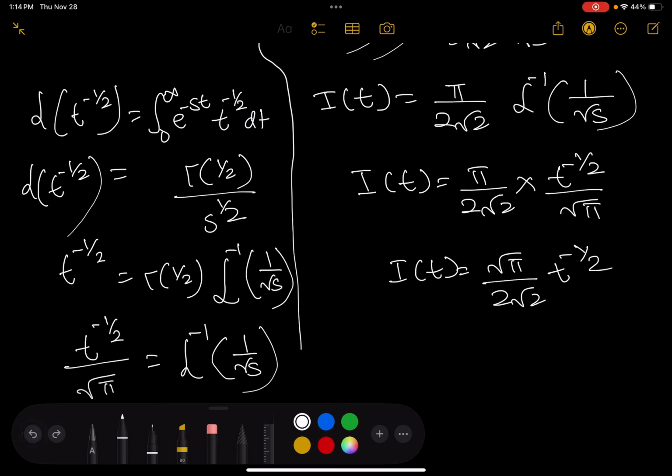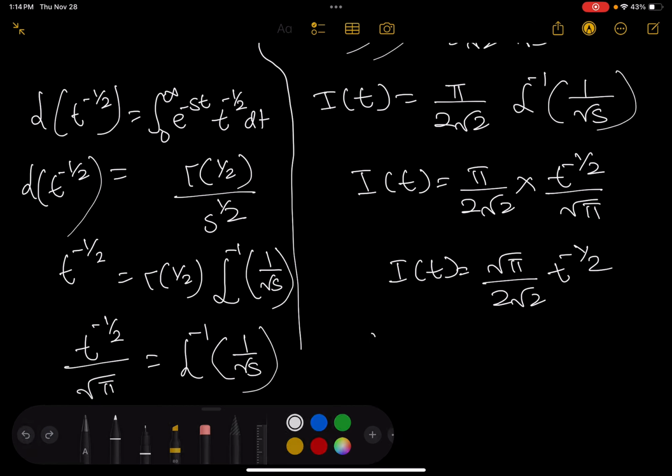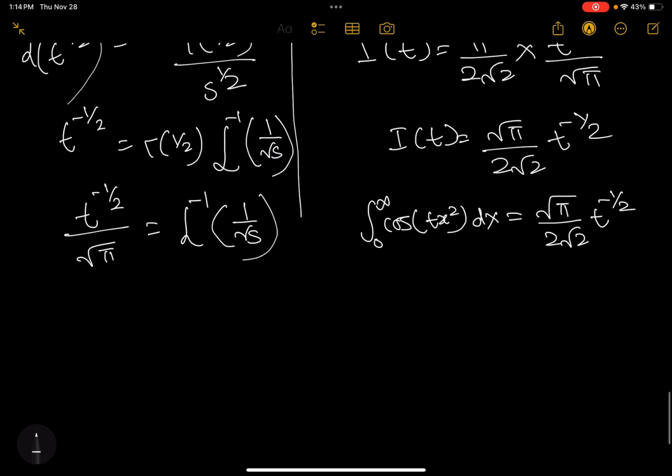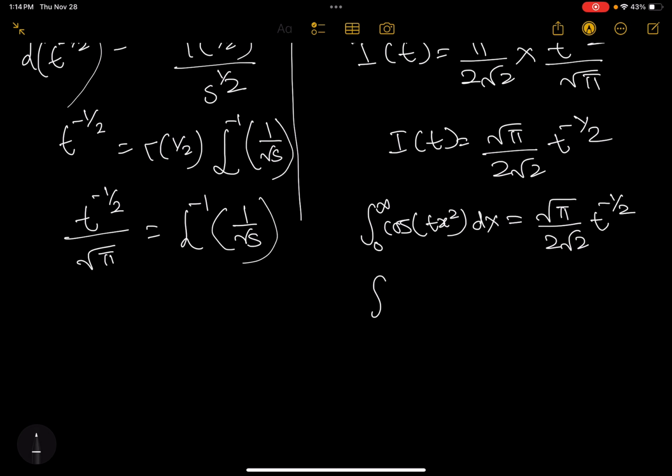Now we know that this I of t was just the integral from 0 to infinity of cos of t x squared dx, right? And this is equal to root pi by 2 root 2 t to the power minus 1 by 2, right? Now if we substitute t equals 1, we get the required integral, that the integral of cos of x squared dx is root pi by 2 root 2.